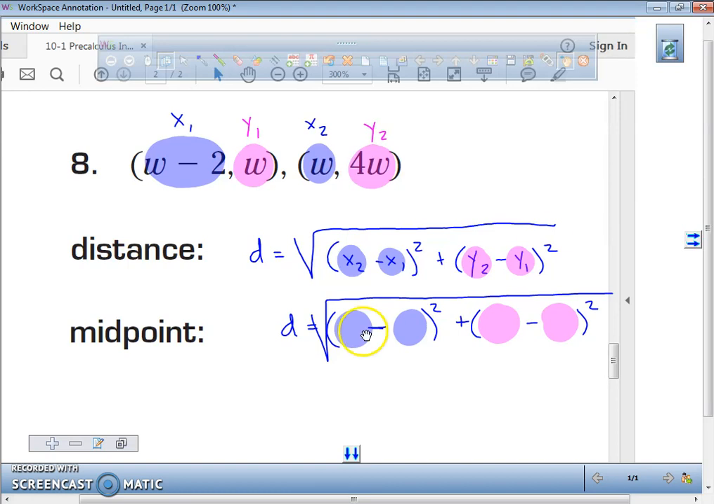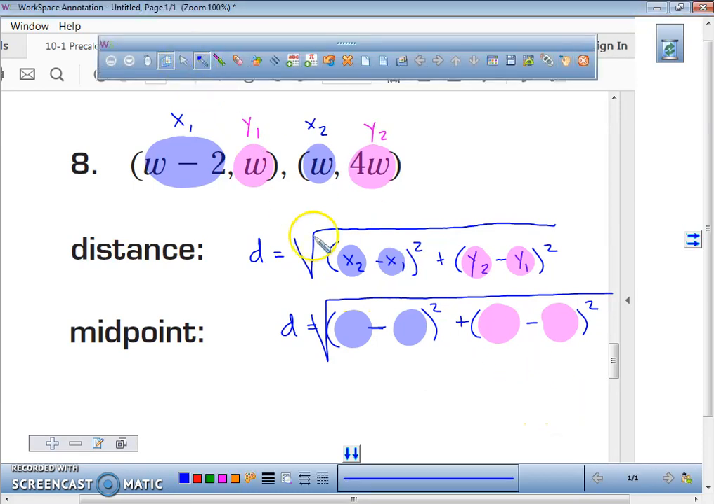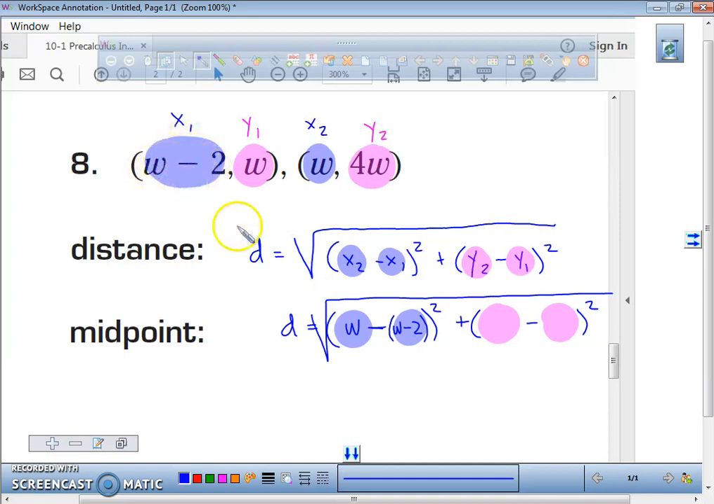what am I going to plug in right here? I'm going to plug in my second x value. What is my second x value? W. Okay. What is my first x value? So notice what I'm going to actually have to do right here is open up a parentheses. I'm going to put W minus 2 because I have to subtract this whole expression. All right. So I put a small little parentheses around that binomial W minus 2.